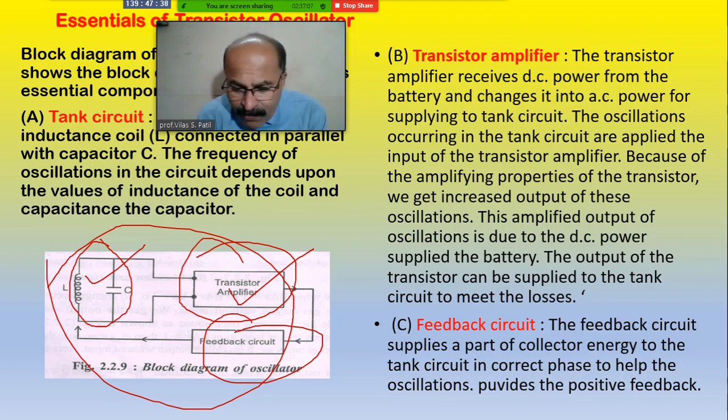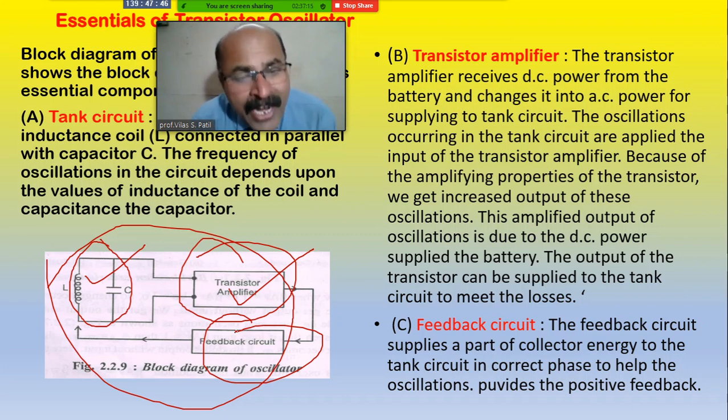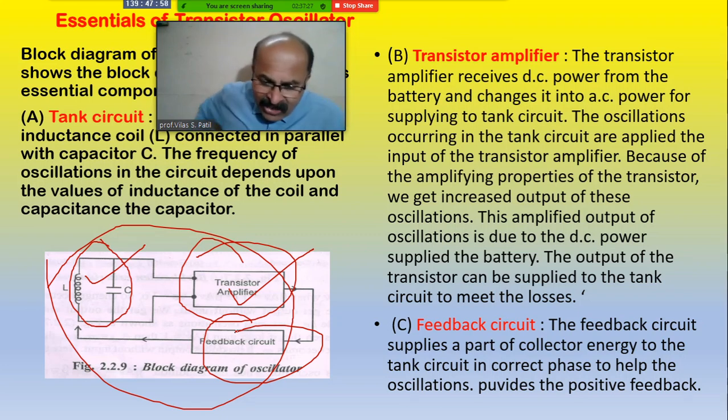oscillator. We know that feedback is the process of injecting a small part of the output back again to the input, in which a small part of the output is fed back to the input. And here, the feedback circuit supplies part of the collector energy to the tank circuit in the correct phase. That is, to overcome the losses, the phase is very essential.